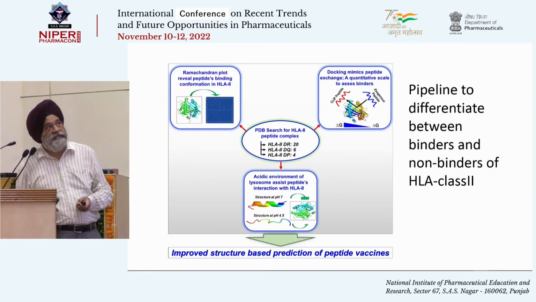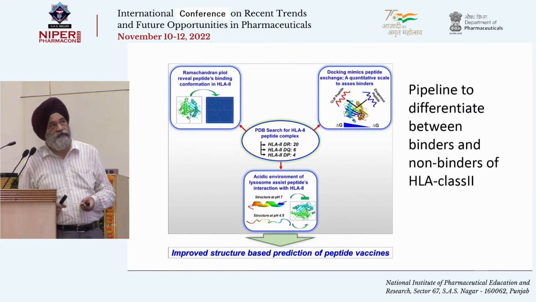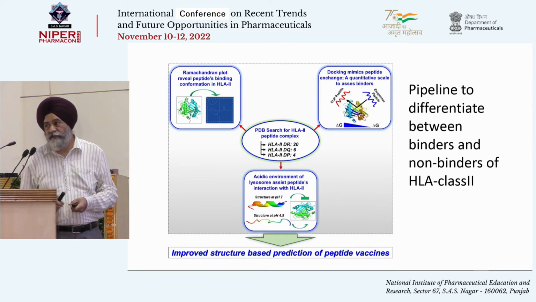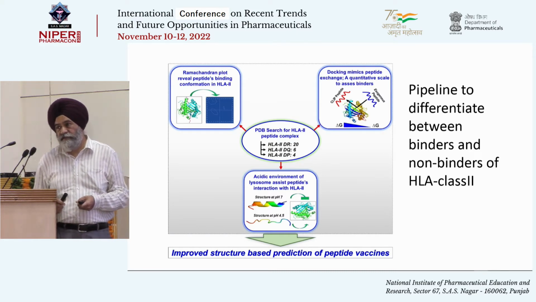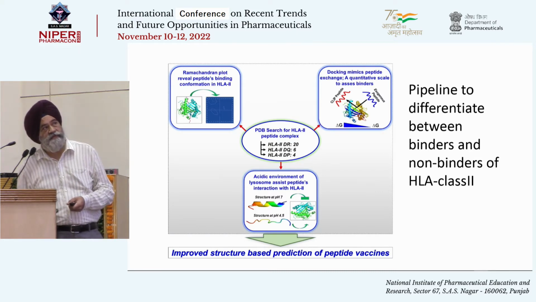And then in the second part, we developed a pipeline to differentiate between binders and non-binders of the HLA class 2. There are many servers which are available. We'll talk about those. And this is a very important thing as far as peptide vaccines are concerned.